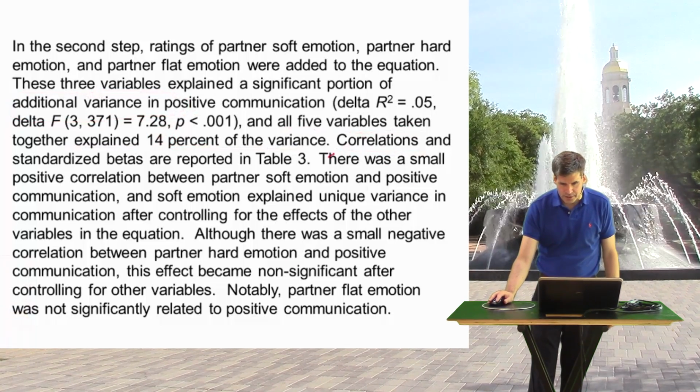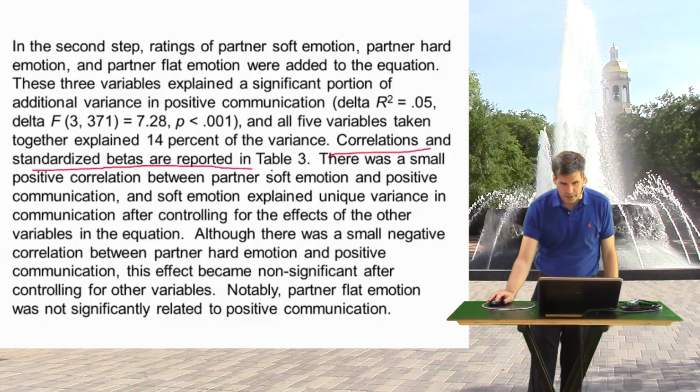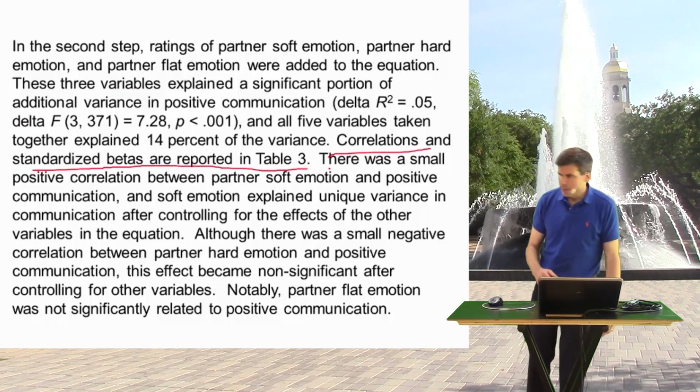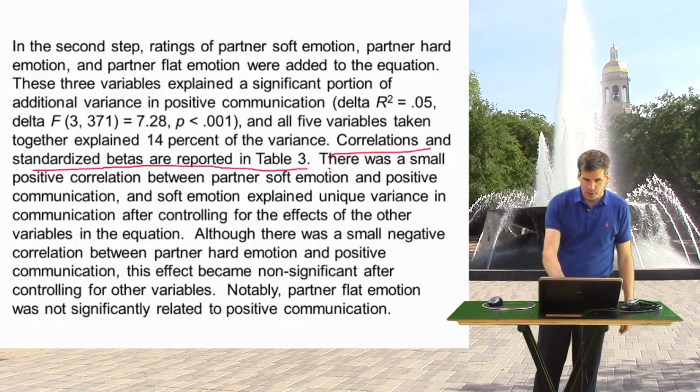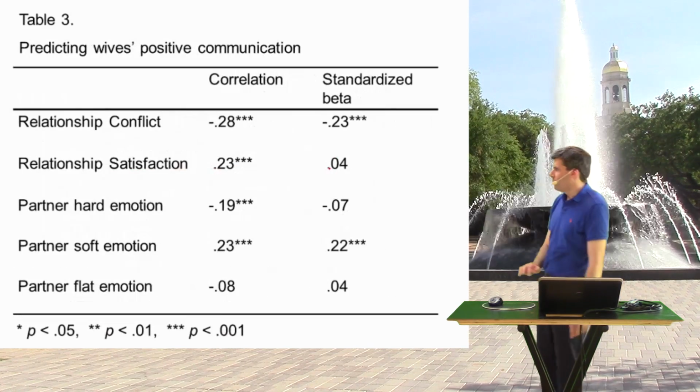It says correlations and standardized betas are reported in table. This time I call it table 3. So we're going to make a table, put everything in there. Let's go look at that table. Here is how that table looks.